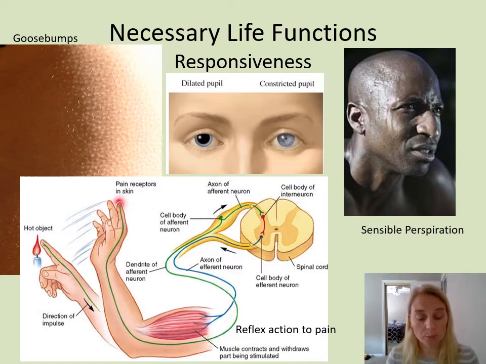And then this bigger picture on the bottom is a reflex. So reaction to pain. So if you touch something hot, your body just automatically responds to that stimuli, moving your limb out of danger. So this is what we call responsiveness. Sometimes it's called responding to stimuli. So the stimuli would be the temperature or the light or the pain. Those are the things that your body is responding to.